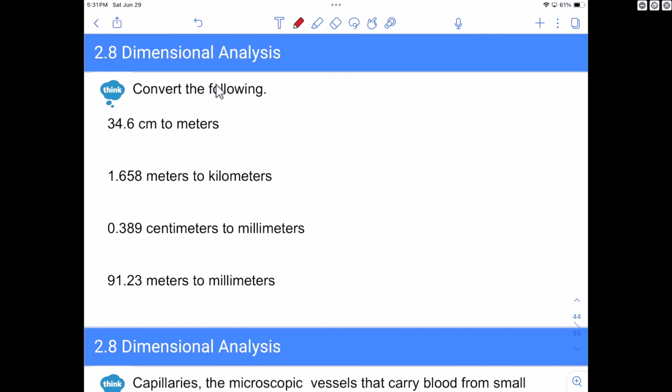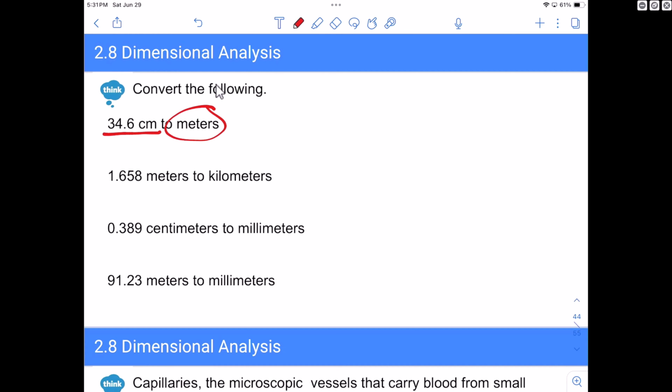Things are a little bit different here just because of the way the iPad works. My handwriting's also been described as atrocious, so I do apologize for that in advance. But let's see what we can do here. We're going to start off with 34.6 centimeters, and it asks us to convert that to meters. So we have our unknown, which is meters, and our known, which is centimeters.